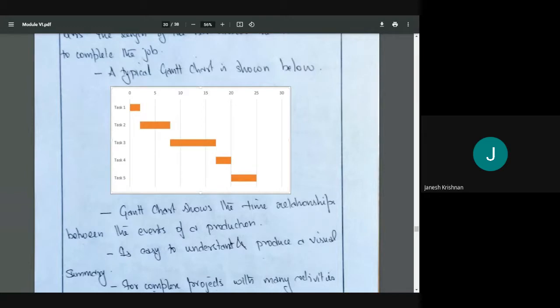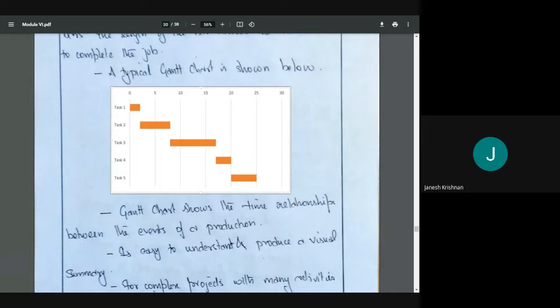Like that, the x direction shows time and the y direction shows the work, the tasks, and this can show the relationship between the events. Here task 1 gets completed on the second day. Task 2 will start on the second day and will get completed on the 8th day. Task 3 will start on the 8th day and will get completed on the 16th day, like that. Okay, we can get an idea. In total, to complete this work we need 25 days.